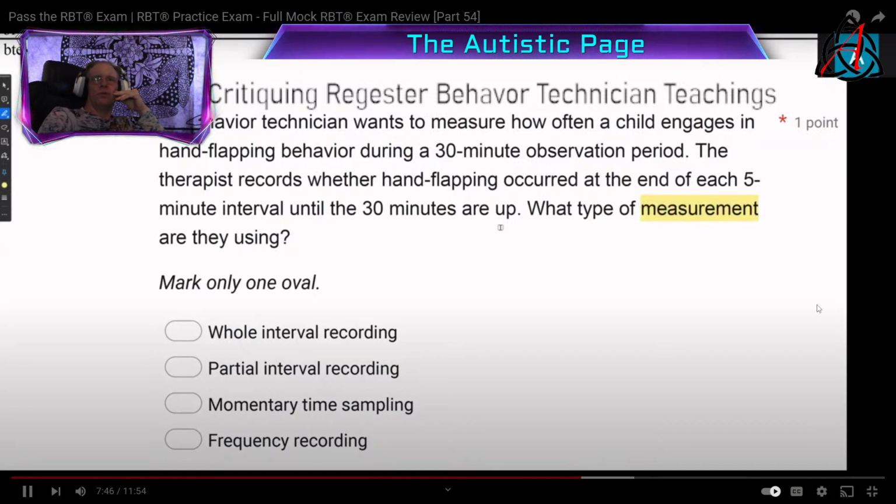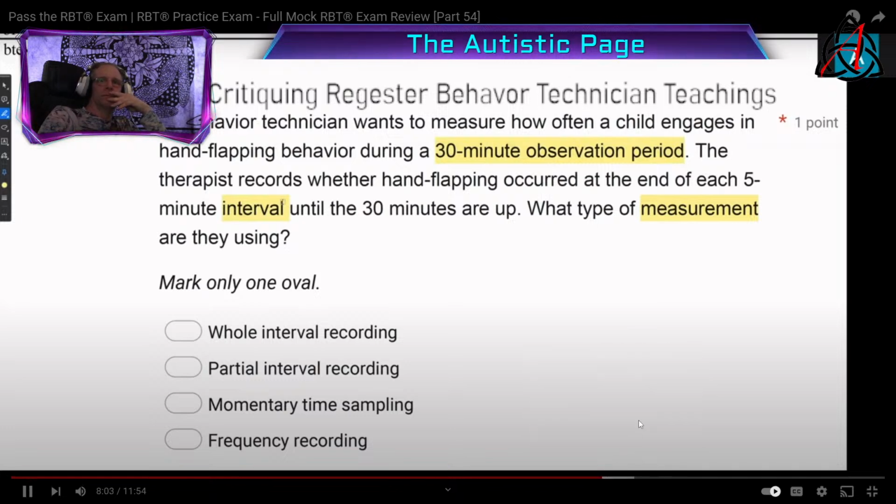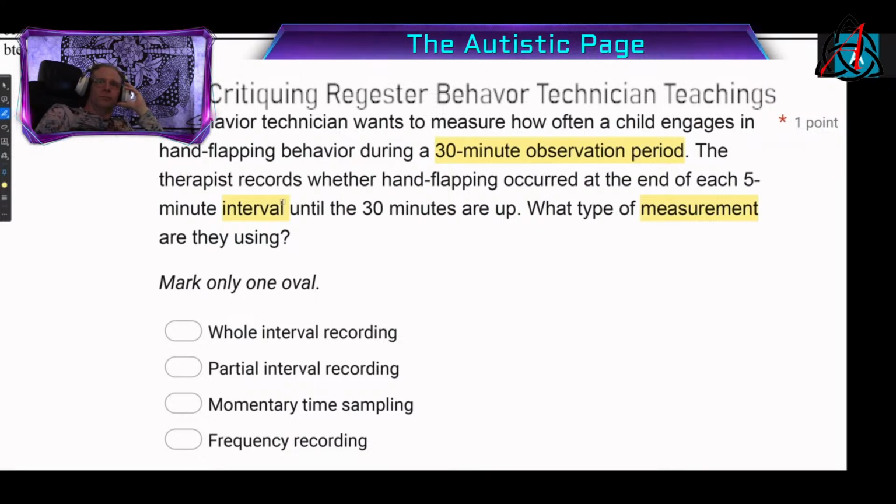And when you have a measurement question, ask yourself first, are we continuously measuring or are we discontinuously measuring? Are we using a full sample or are we using interval recordings? Well, in this case, we're using 30-minute observation periods and breaking them down into intervals. So we obviously have some sort of interval recording. If we have interval recording, we have discontinuous measurement. We can eliminate our continuous measurement examples. Now, in this case, when you have interval recording, you have to identify when is data collected. When does a response count? For this therapist, they are recording at the end of each interval.